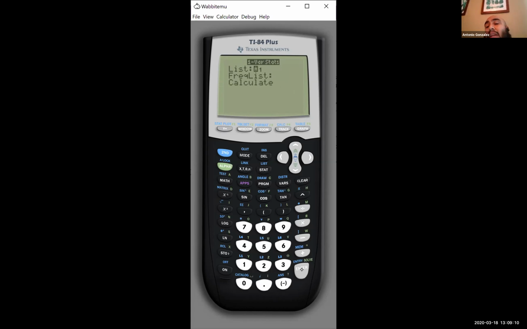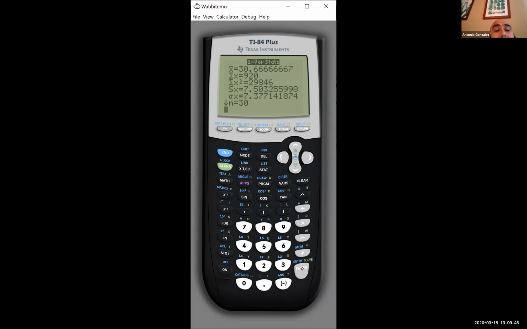Depending on what model of the calculator you have, and hopefully you took my advice of checking out a graphing calculator at the STEM Center so that you're able to take advantage of this. So list is L1, so that's what I want, right? That's where all of my data was set in. And then frequency list, I'm going to leave blank for now. So I'm just going to enter, enter, enter.